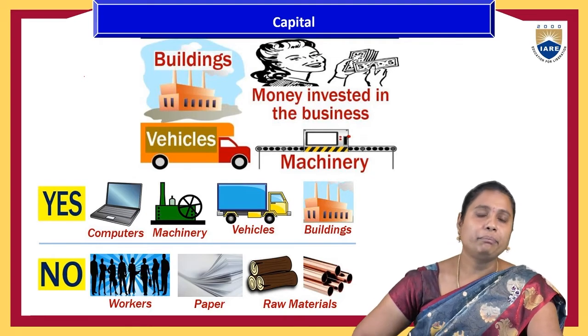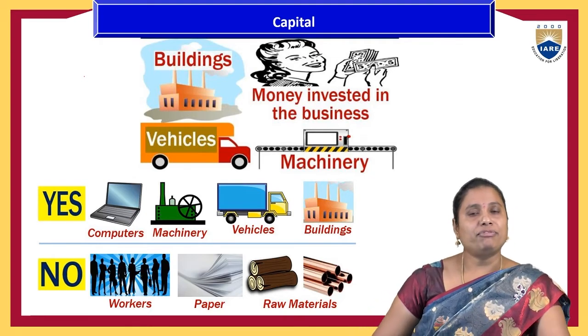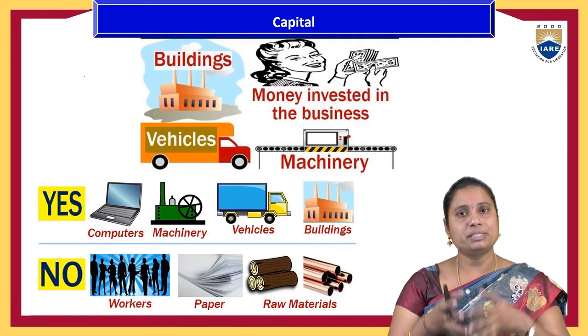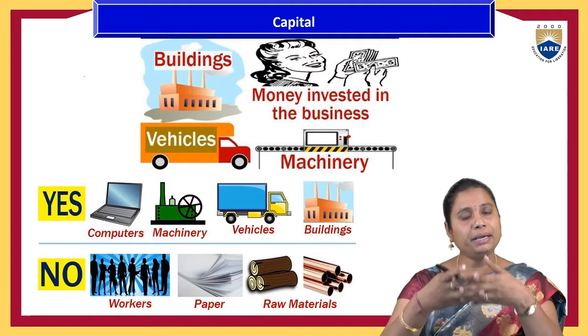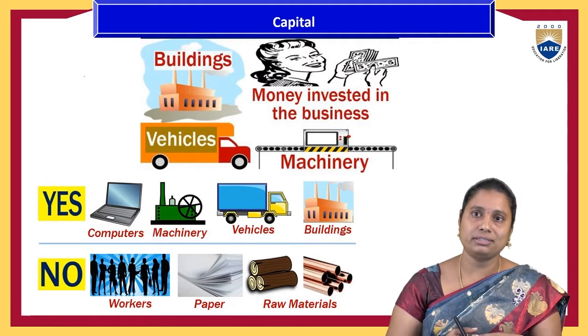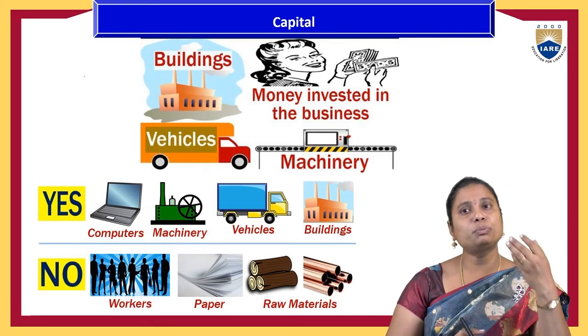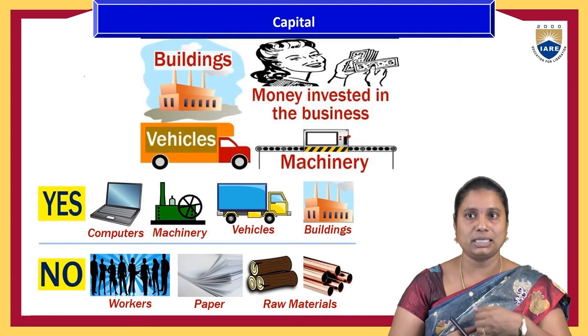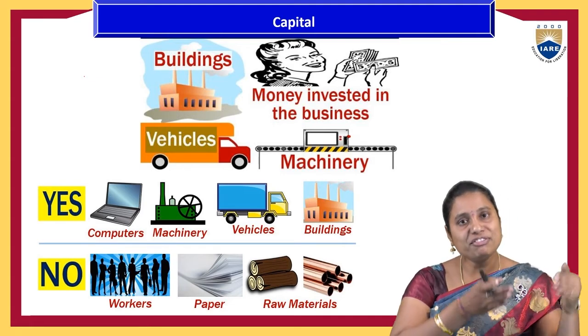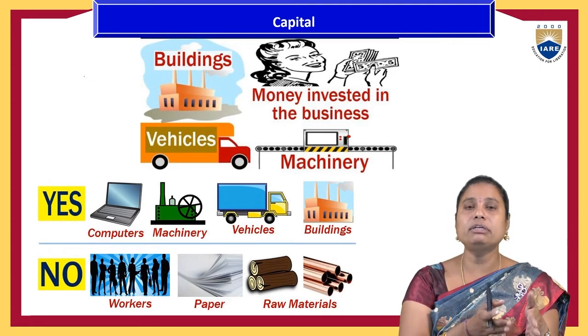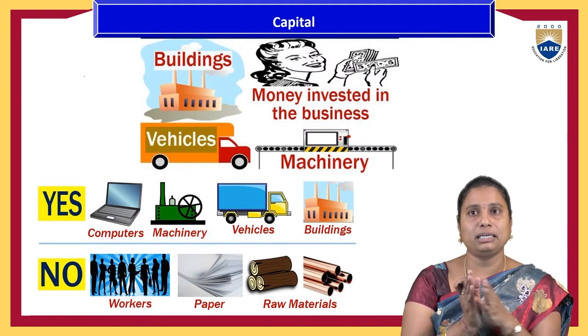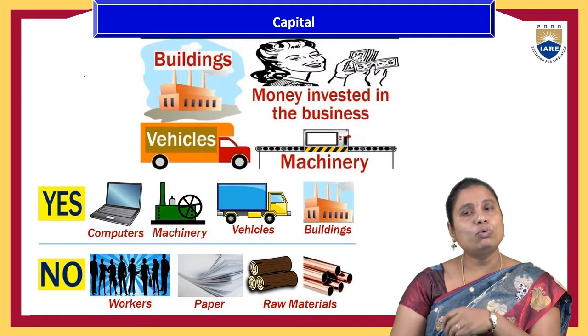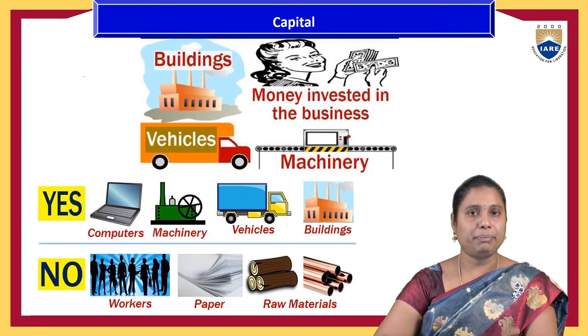Definitely not, because from the funds accumulated, the business is going to spend on the workers in the form of wages and salaries. They are going to spend on papers, inventories or stationery. And with the funds which they have acquired, they purchase the raw materials. So that's why they won't be treated as capital.